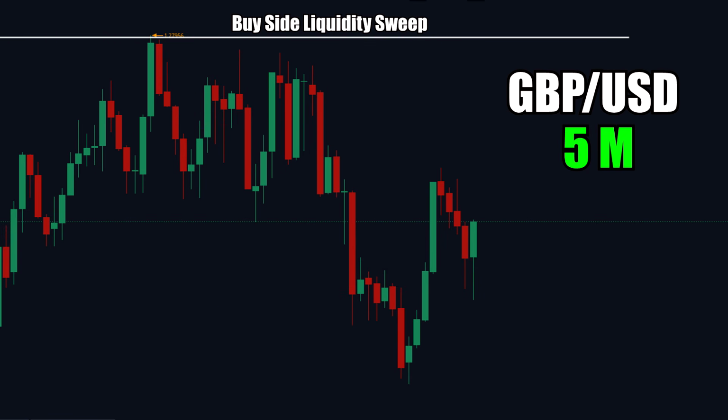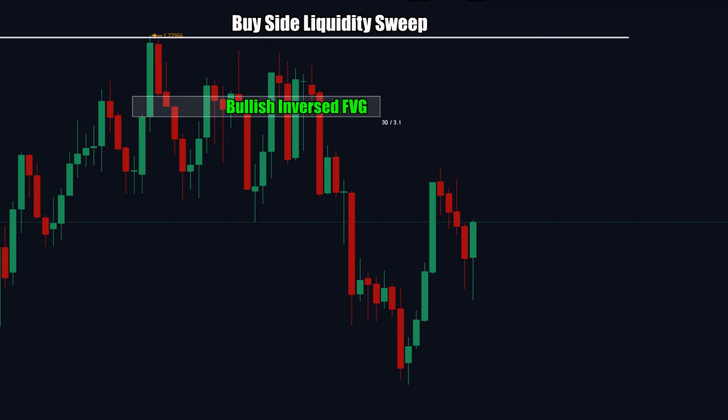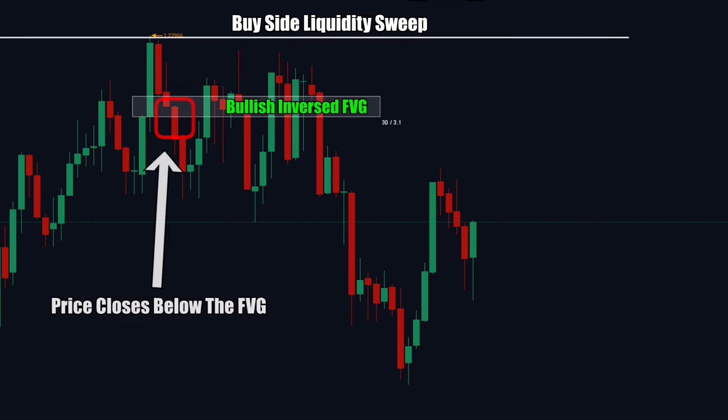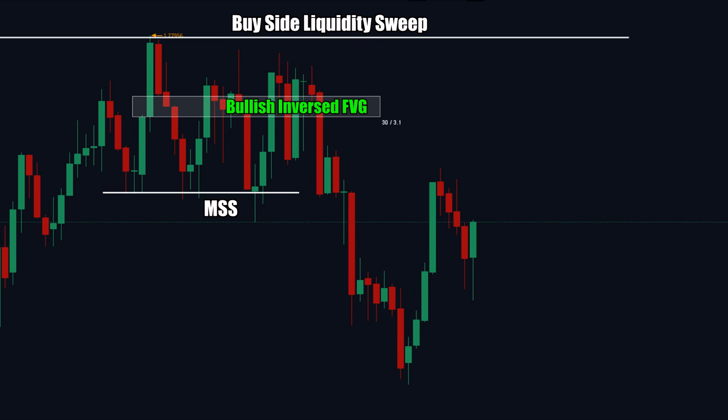Now, I'll zoom into the 5-minute time frame to search for a bullish inversed fair value gap, or BC, that's been violated. Looking closely after the buy-side liquidity sweep, price violates this bullish fair value gap and closes below it. This gap is now more likely to act as resistance rather than support. Additionally, we can spot a market structure shift at this point, which further confirms the potential for a reversal.